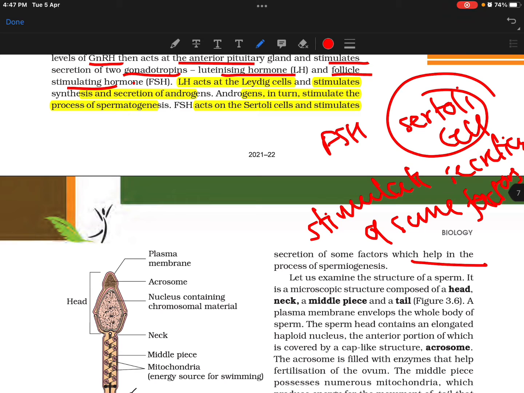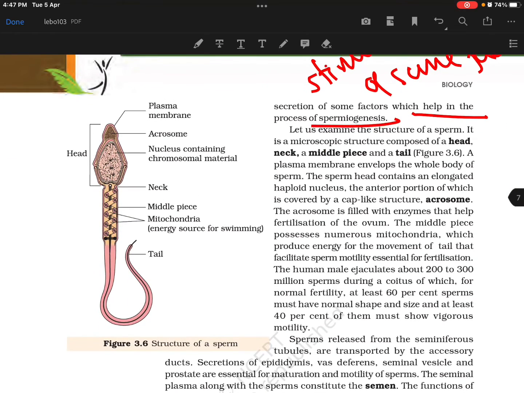Which help in the process of spermiogenesis. Let us examine the structure of a sperm. It is a microscopic structure, which we cannot see with the naked eye. Look at this. This is the head region, and this is the neck region, and this is the middle piece, and this is the tail region.